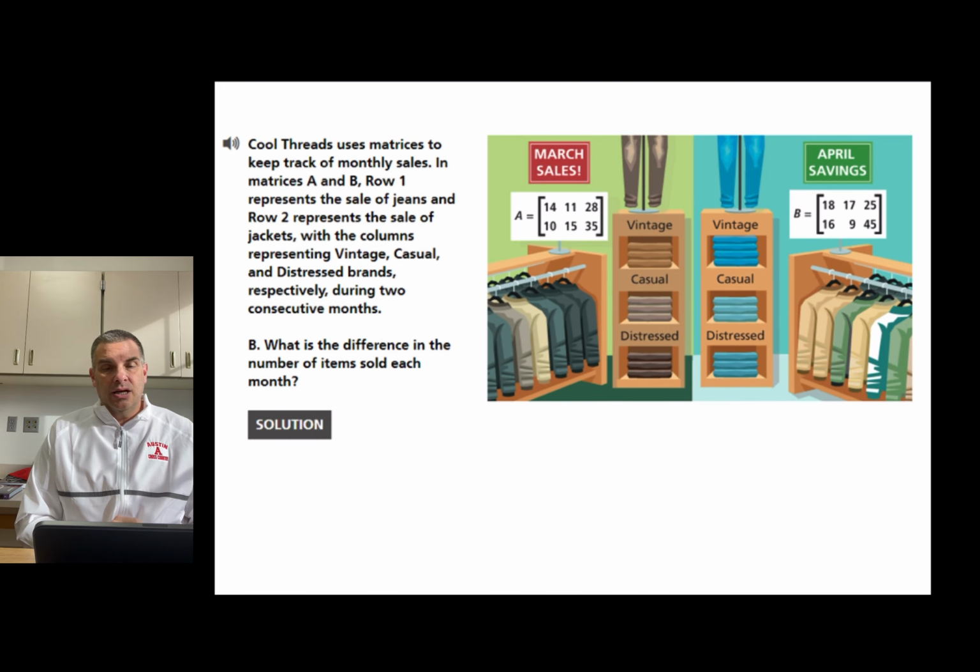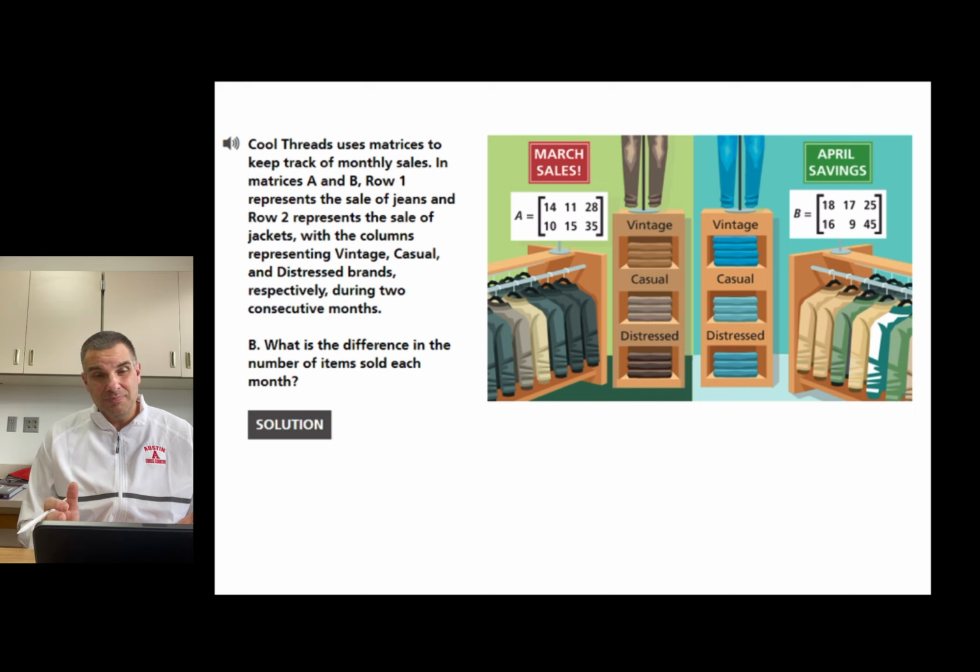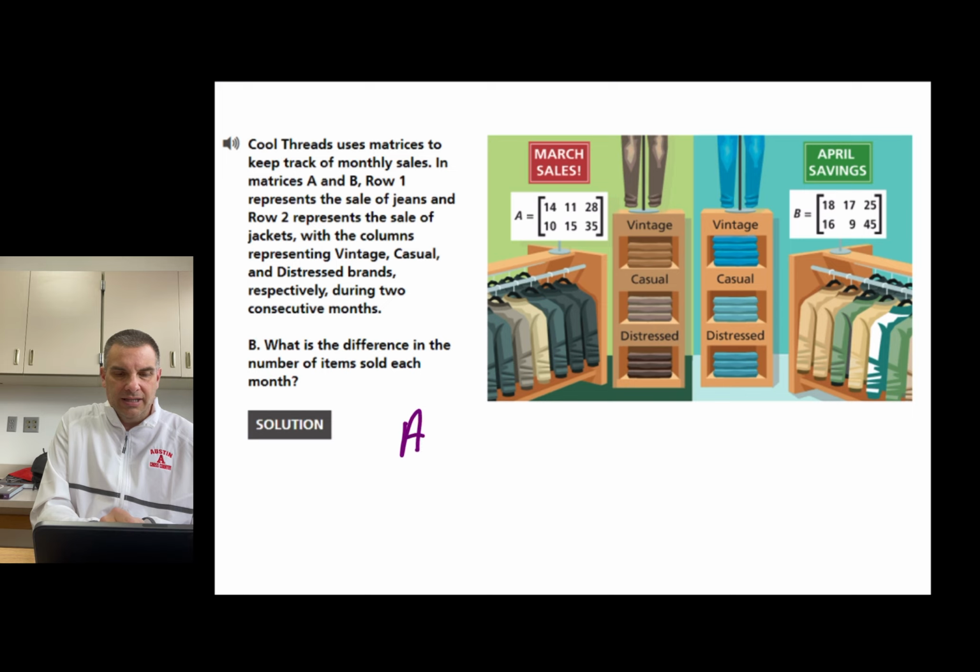In this case, how do you go about subtracting them? Again, March sales and April sales: what is the difference between the items sold each month? So we're going to subtract them. Could you subtract them in either direction? Yeah. They would probably tell you which they want you to do. We're just going to do A minus B.